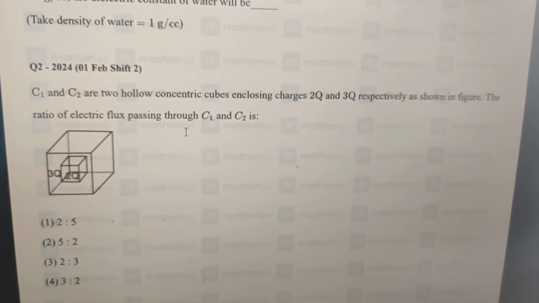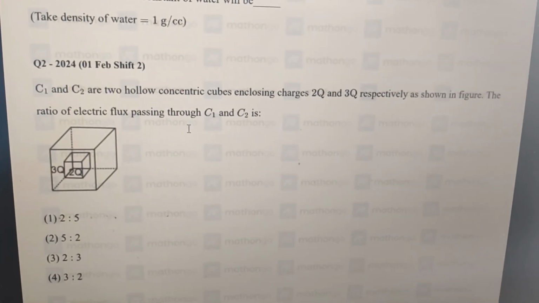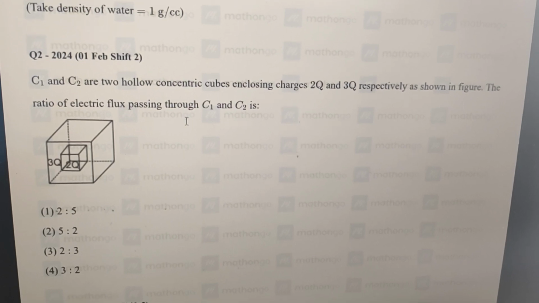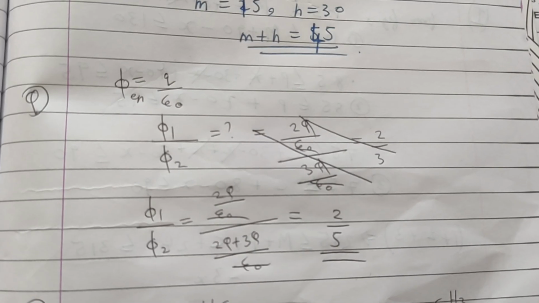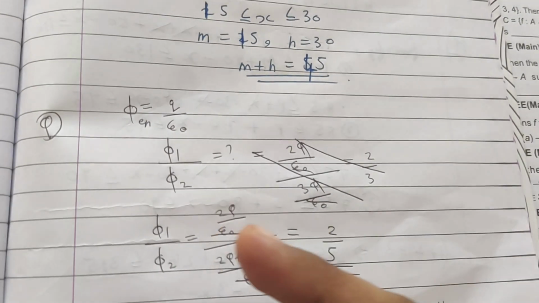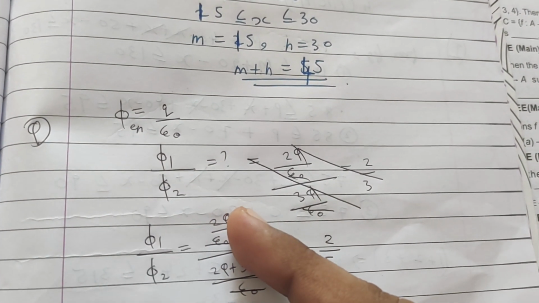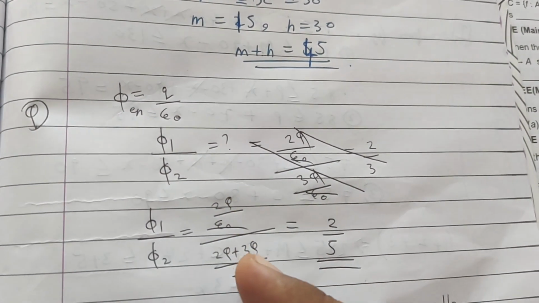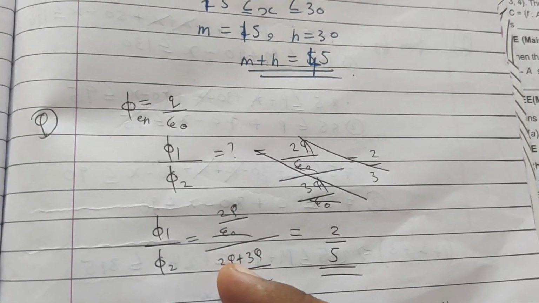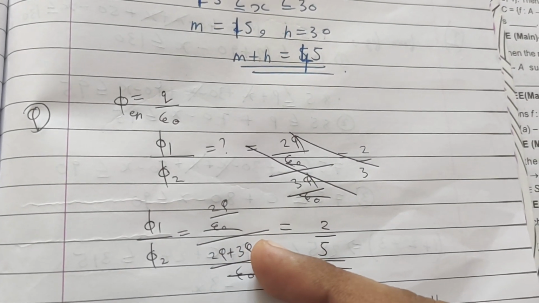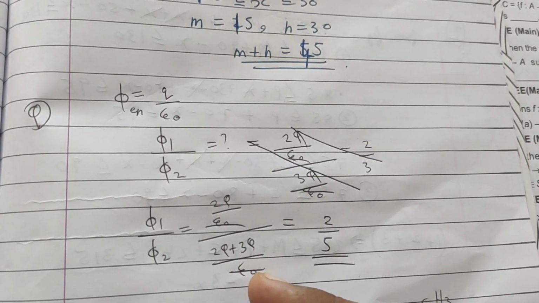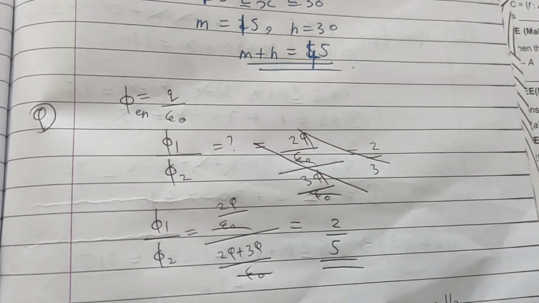C1 and C2 are two hollow concentric cubes enclosing charges 2q and 3q. So the ratio of flux phi 1 upon phi 2. As we know, flux enclosed is q upon epsilon 0. Flux enclosed in the first cube is 2q upon epsilon 0, but in the second cube, the 2q of the first and 3q of the second cube, so 2q plus 3q upon epsilon 0. So 2 by 5 will be the final answer.